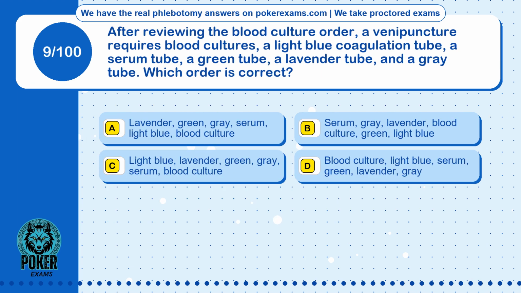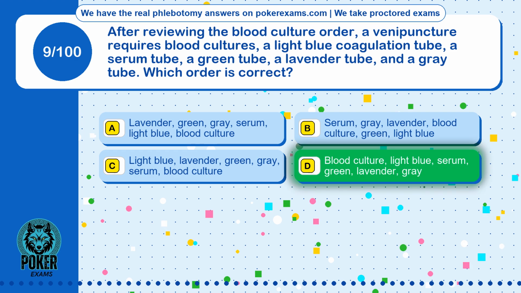Question 9. After reviewing the blood culture order, a venipuncture requires blood cultures, a light blue coagulation tube, a serum tube, a green tube, a lavender tube, and a gray tube. Which order is correct? Option A, lavender, green, gray, serum, light blue, blood culture. Option B, serum, gray, lavender, blood culture, green, light blue. Option C, light blue, lavender, green, gray, serum, blood culture. Option D, blood culture, light blue, serum, green, lavender, gray.